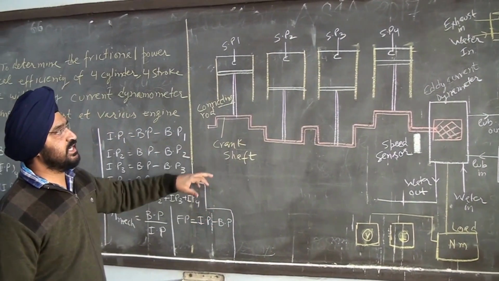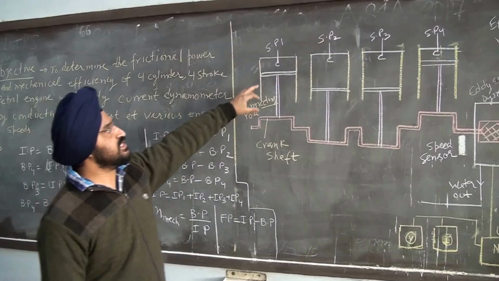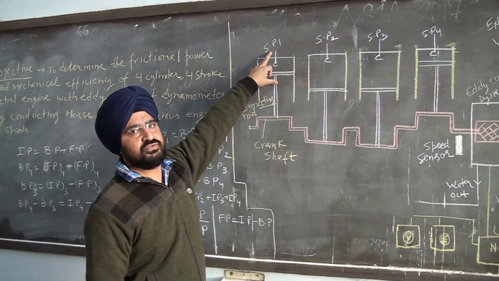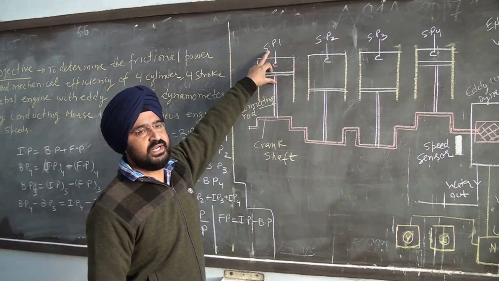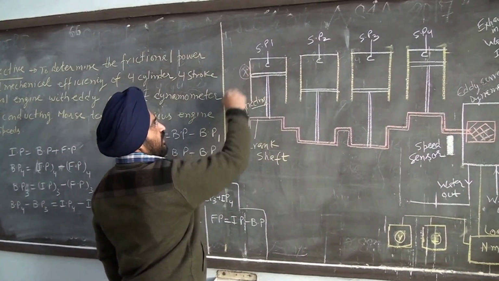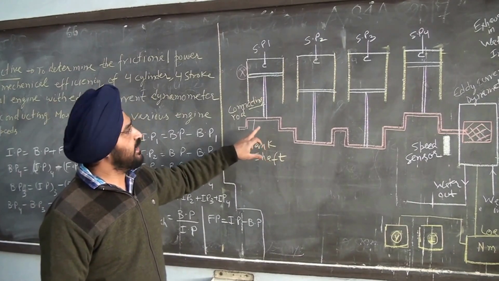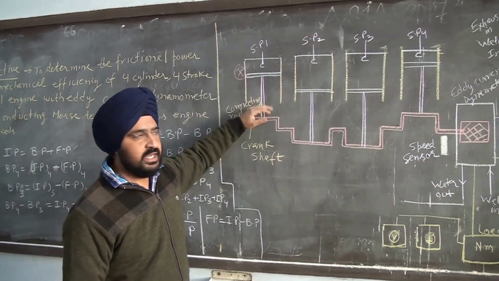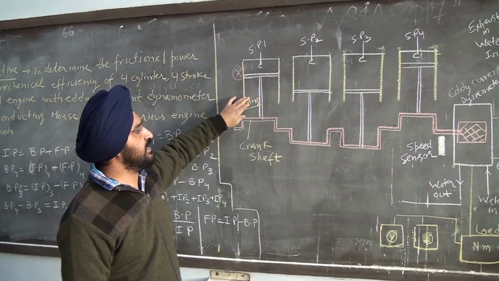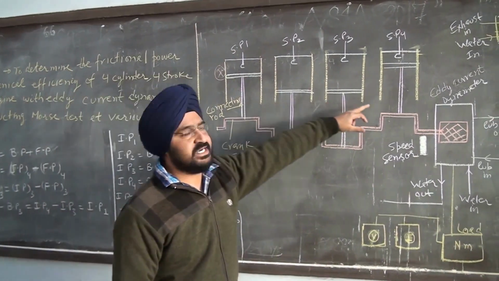Now what is this Morse test? For conducting a Morse test, first of all we switch off, or cut off, the first spark plug. Now when you cut off the first spark plug, this cylinder is not producing power, but it is still moving because it is connected on the same shaft. The piston is still moving from top dead center to bottom dead center and the crankshaft is still rotating. How? Because the other three cylinders are working.